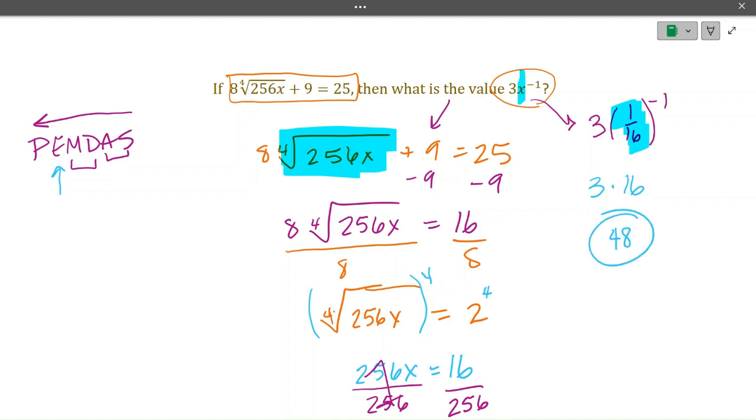So when we have 8 times the fourth root of 256x plus 9 equals 25, and then we find the value of 3x to the negative 1, that value is 48.